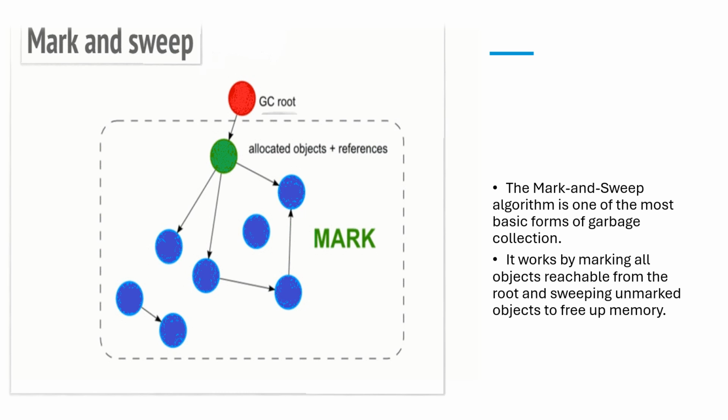The mark and sweep algorithm is one of the simplest types of garbage collection. It works in 2 steps. First, it marks all objects that can be reached from a set of root objects, and then it sweeps through memory to free up all the unmarked objects. This process helps to remove objects that are no longer needed. However, a downside is that the program has to pause during these steps, which can cause delays in execution.